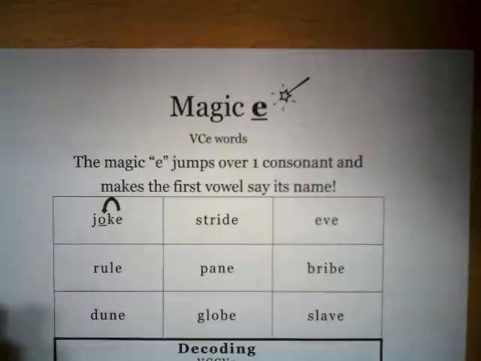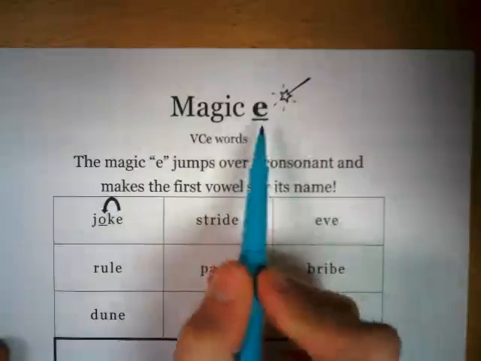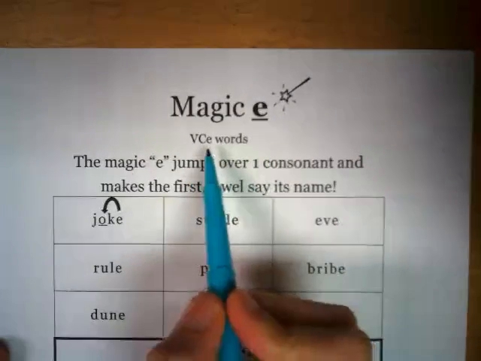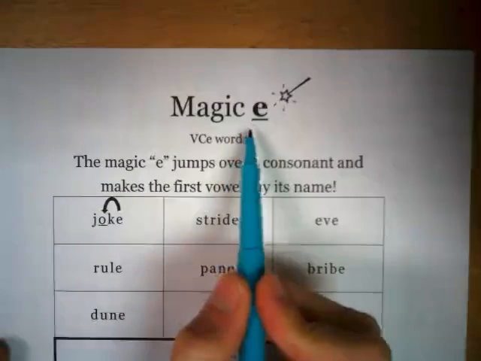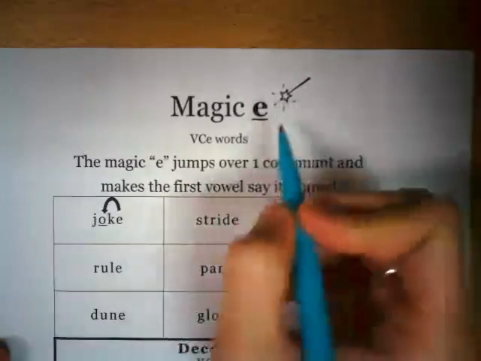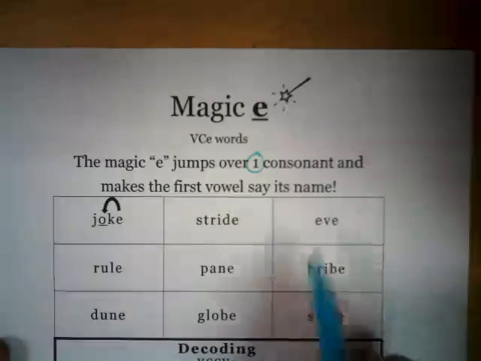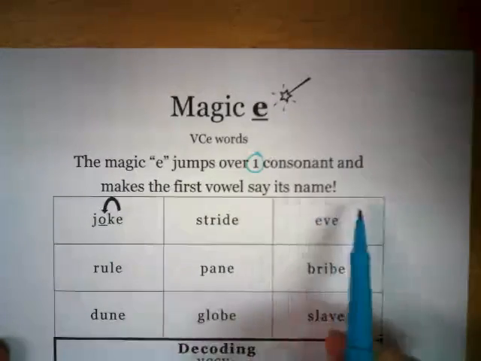Our next syllable type we're going to be learning about is the magic E. We love the magic E because that E is so powerful at the end of a word. That E has magical powers and it jumps over only one consonant. It can only jump over one. That is really important. And it makes the first vowel say its name.